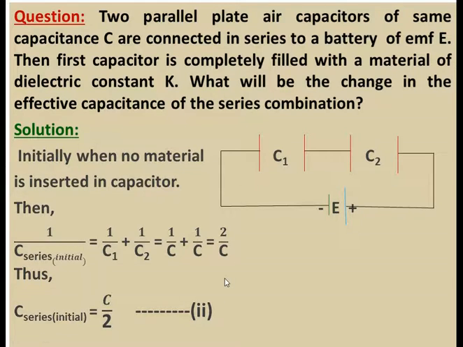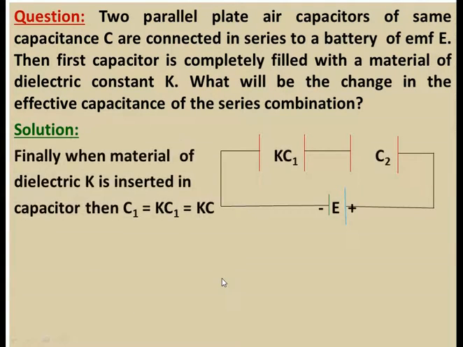So let us now find the final capacitance when there is a dielectric medium. Finally, when a material of dielectric constant K is inserted in the capacitor C1, then as you know, its capacitance increases K times. Initially its capacitance was C, and we have inserted a dielectric medium of dielectric constant K, so the new capacitance becomes K into C1.